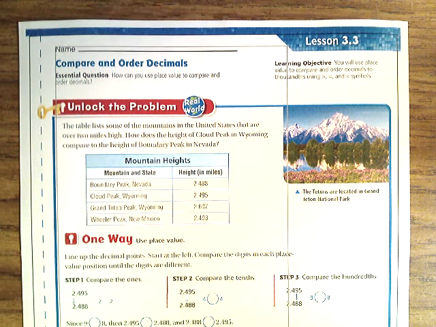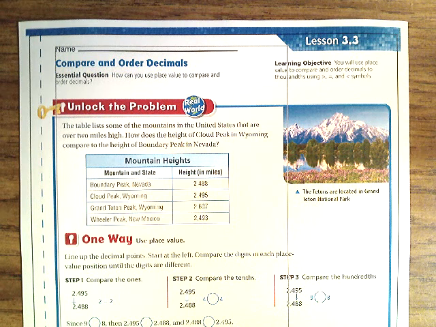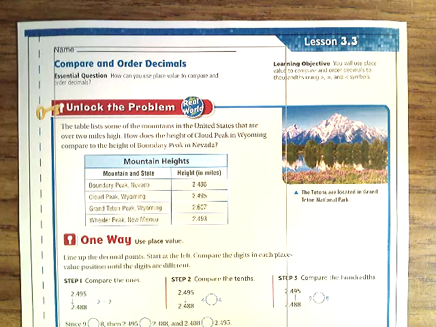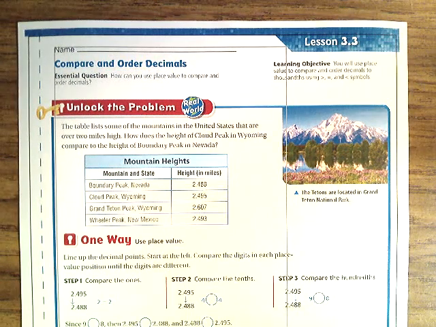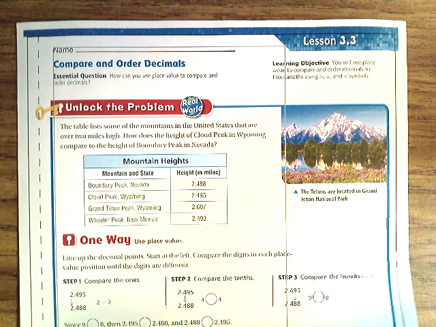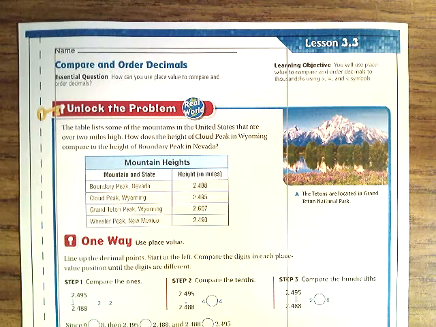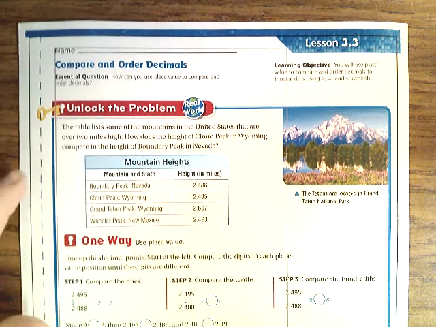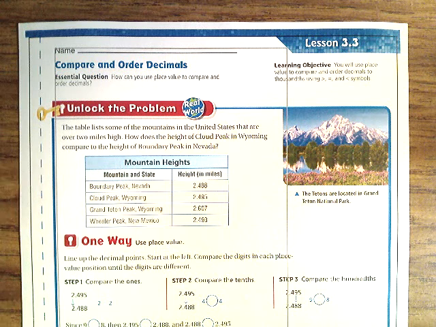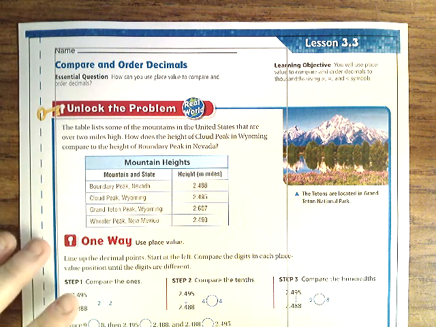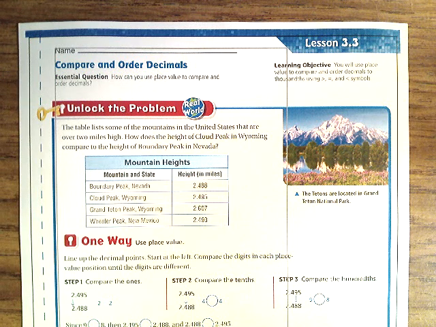Everybody. Today we're going to be working on lesson 3.3 in our Go Math materials. For lesson 3.3, you are going to need pages 163 through 168, okay? You're also going to need a pencil. I would bring some scratch paper as well because you're probably going to use that during this time, okay? So we're going to be on page 163 at the top where it says unlock the problem.